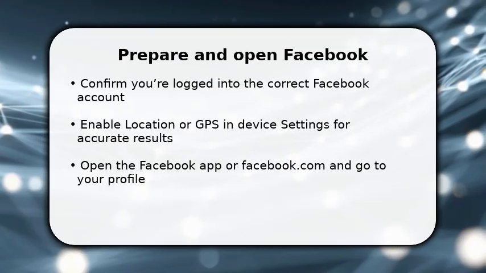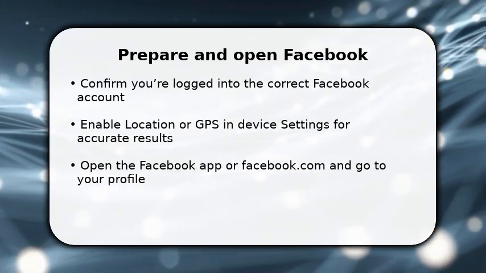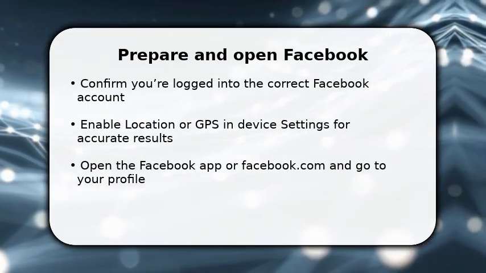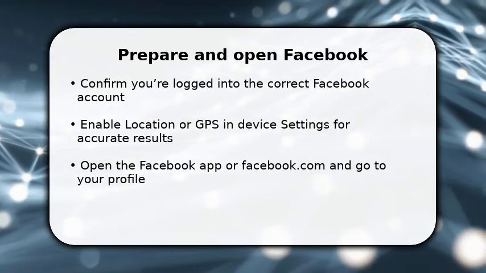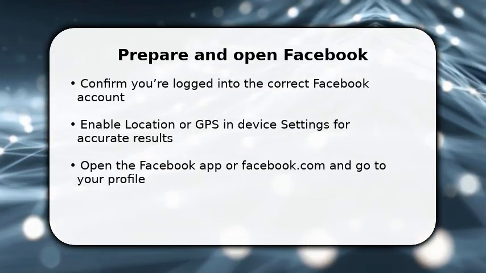You start by making sure you're in the right account and that your device's location services are enabled. This lets Facebook access coordinates. Once done, open the Facebook app or a browser to Facebook and navigate to your profile page. Tap or click the About or Edit Profile area to find location fields.